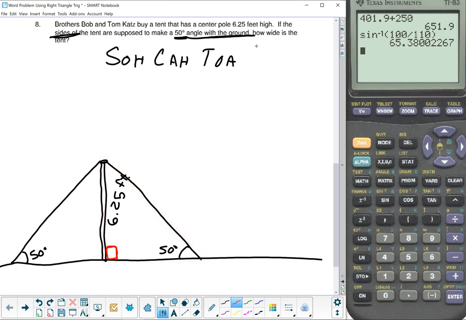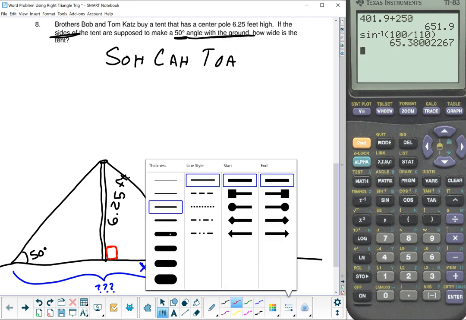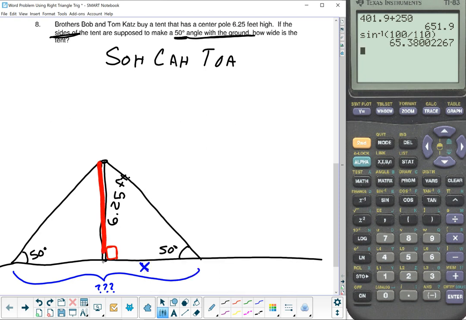And we want to know how wide the tent is, from there to there. But first we need to figure out how wide half of it is. Again, we're looking at just half the tent, from here to here to here.